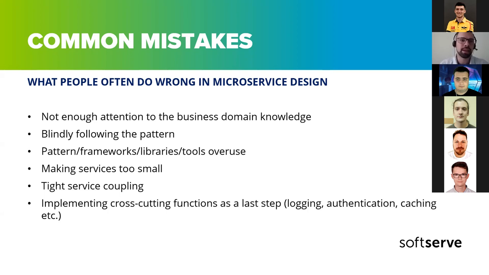Another, and that is actually a very big one, is implementing cross-cutting functions as a last step. That includes things such as logging, authentication, caching, user management, or other related things. Those are secondary functions for the system, for the business, right? But they are very important to implement at the same stage when the service is being implemented.